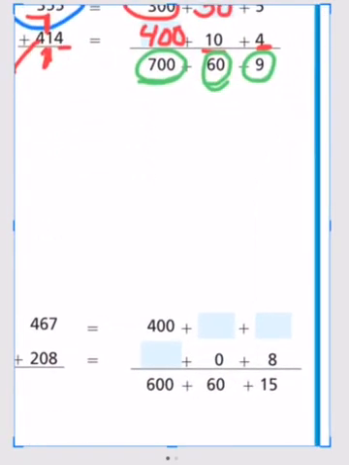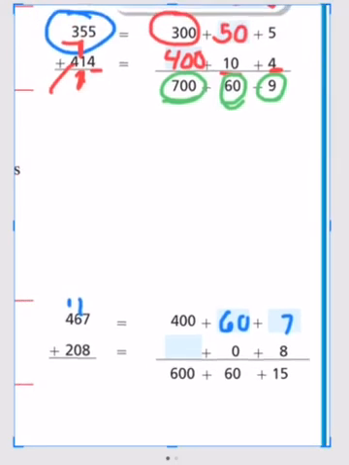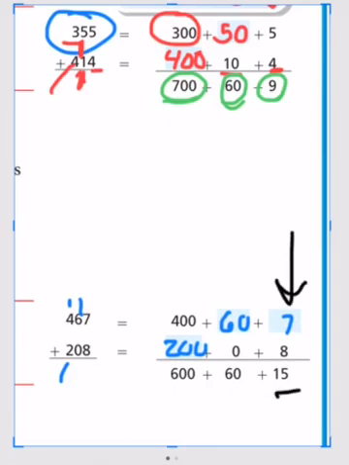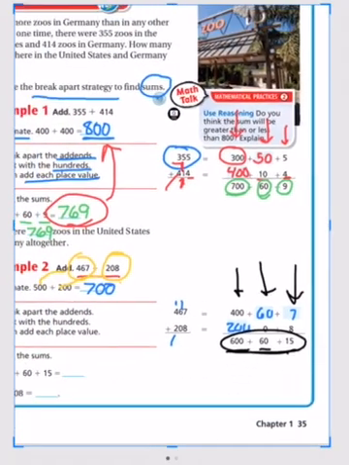467, we're going to break that apart. We have 400, we have 6 tens, so that is 60, and we have 7 ones. 208, we have 2 hundreds, we have 0 tens, so there's a 0 here, and we have 8 ones. So the 7 plus the 8, we're going to add that up first. 7 plus 8 is 15. 60 plus 0 is 60. 400 plus 200 is 600. Now we're going to take these three numbers and add them up.